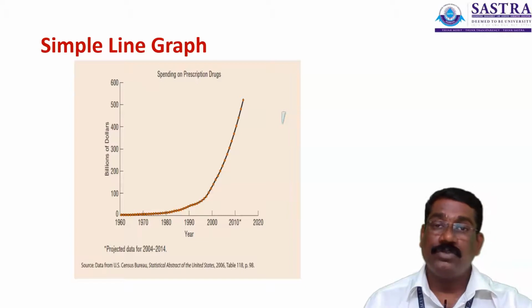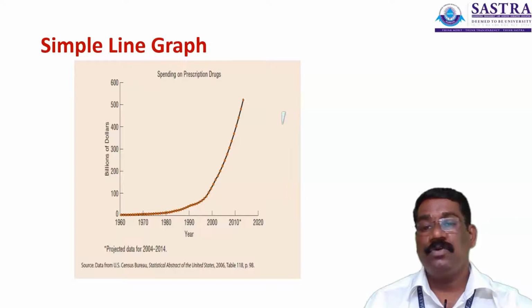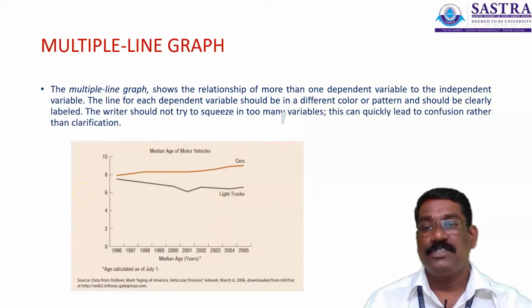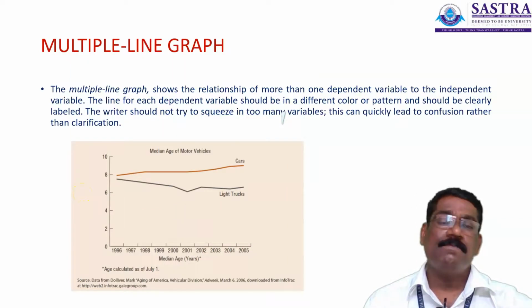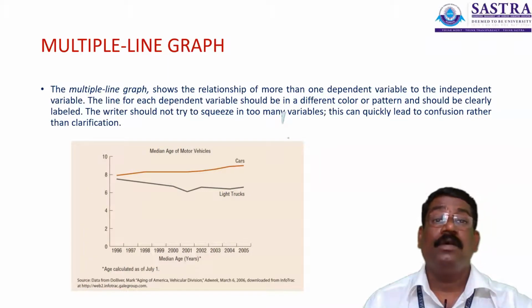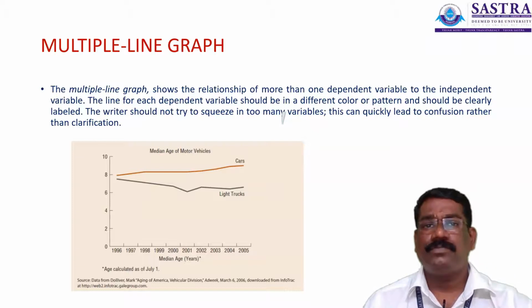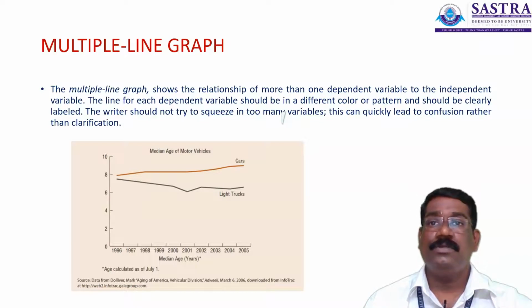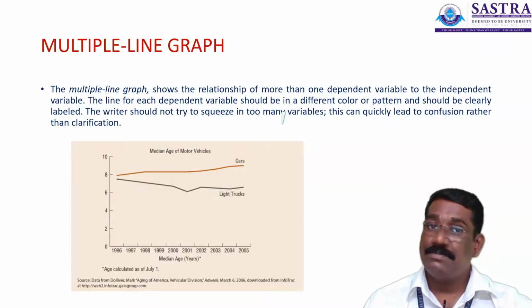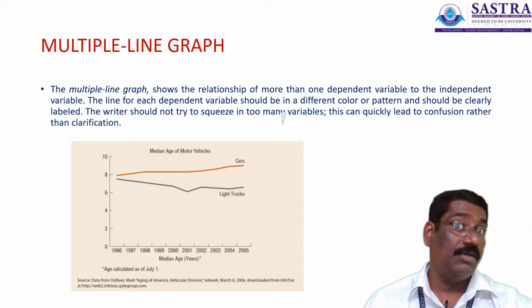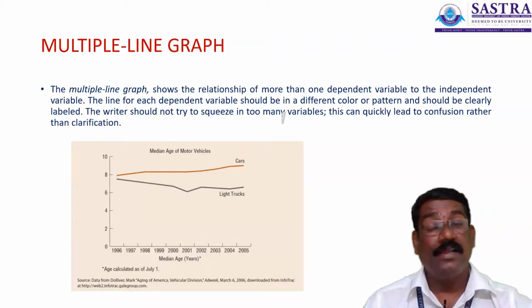Variations of the line graph also are useful. The multi-line graph shows the relationship of more than one dependent variable with that of the independent variable. The line for each dependent variable should be in a different color or pattern and should be clearly labeled.